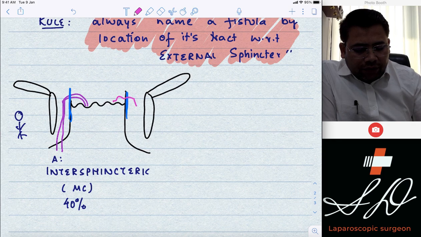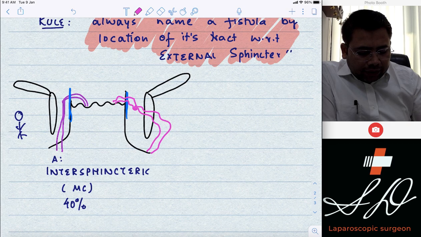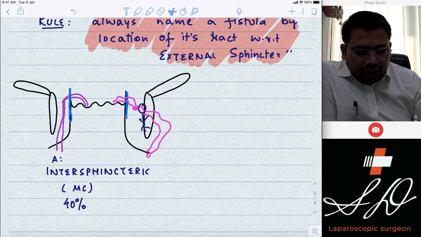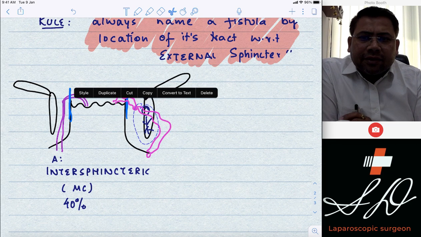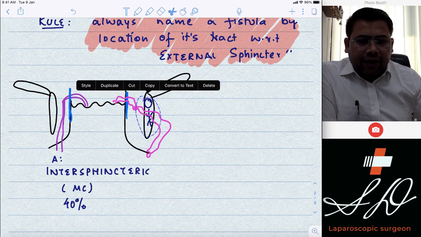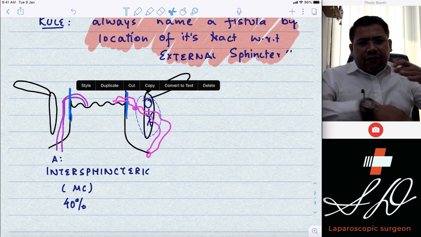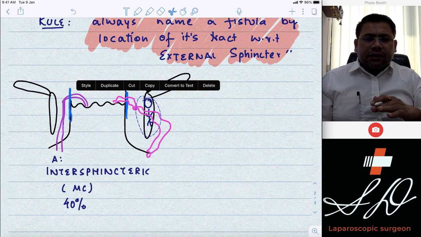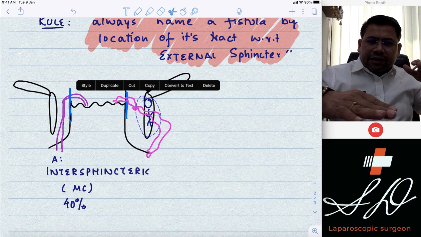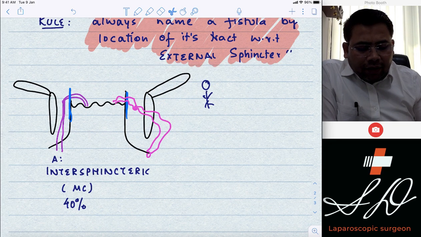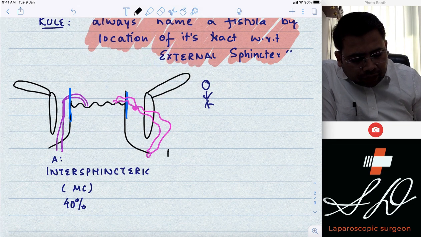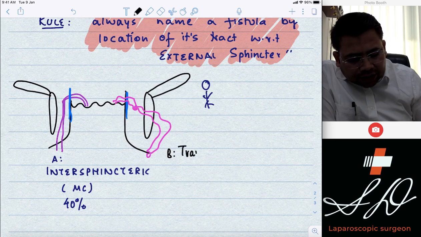We have a fistulous tract like this, which is opening onto the skin like this. Now what do you do? Again the logic is to stand and see the tract with respect to the sphincter. In this case, the tract is actually traversing the external sphincter. So this will be what type? Yes, this is a transsphincteric.